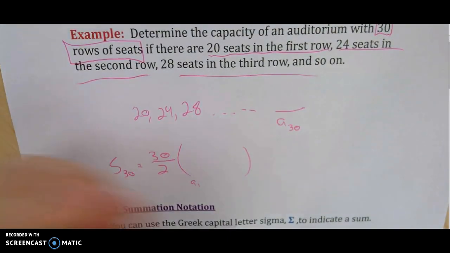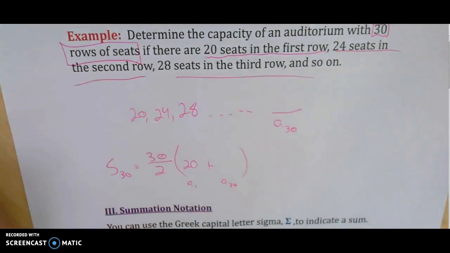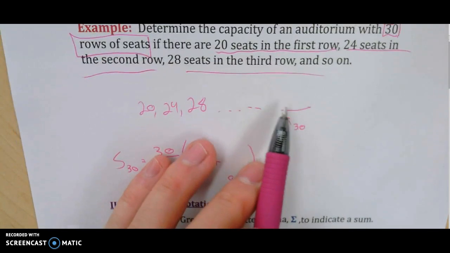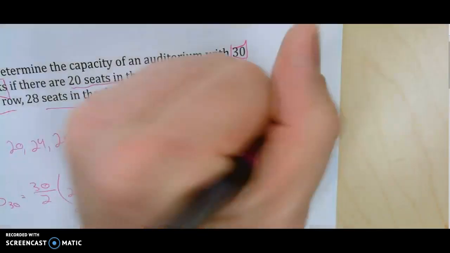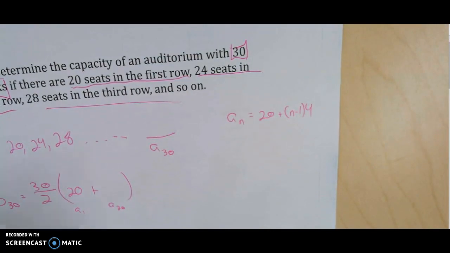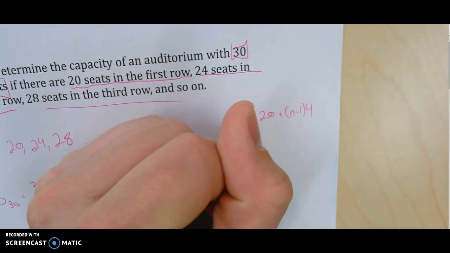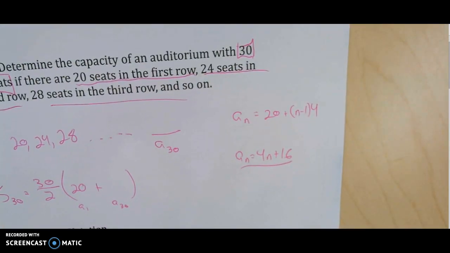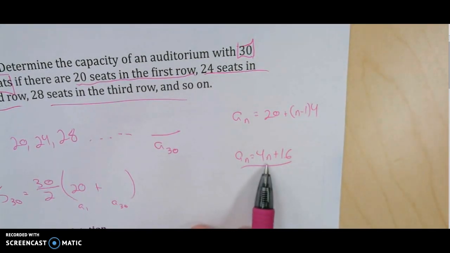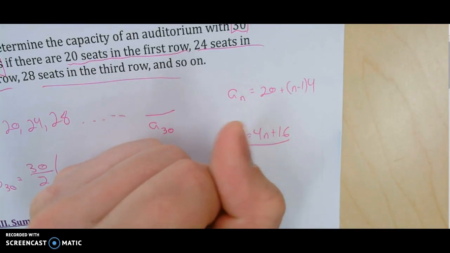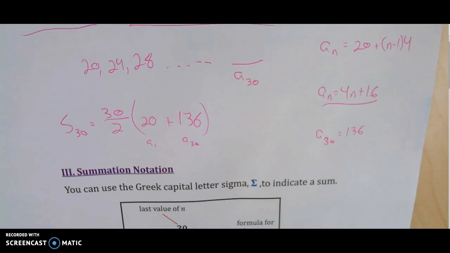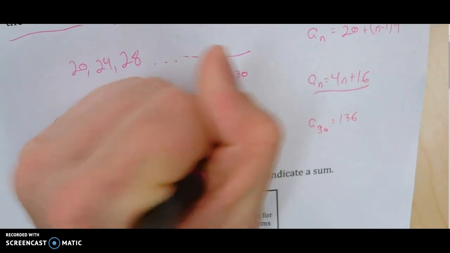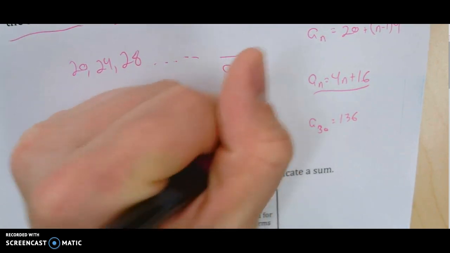Our A1 value, our first term, in this case it's 20, plus our A sub 30 term. Well, shoot, I don't know how many seats are in the 30th row. So this is where we go to our explicit formula for the arithmetic sequence. We know our first term here was 20. We know the difference is going to be 4. We're counting up by 4. If I distribute and combine like terms, my explicit formula will state 4n plus 16. So if I want the 30th row, 4 times 30 is 120, plus 16 yields 136. And now this thing is calculator friendly. We should be getting, by the way, if we do this, 2,340 seats in this auditorium.